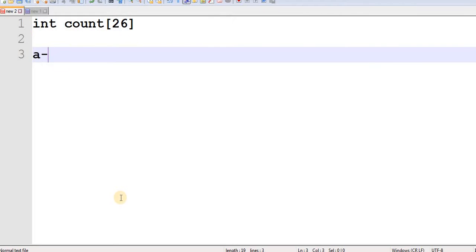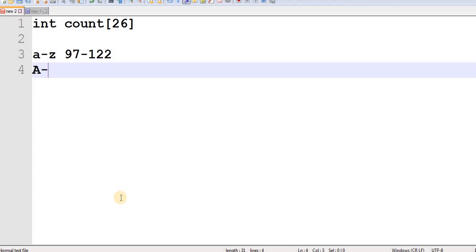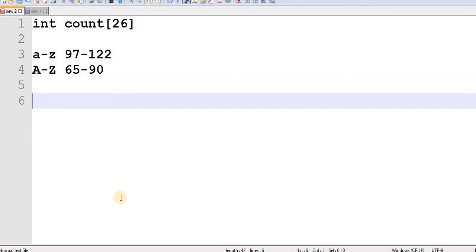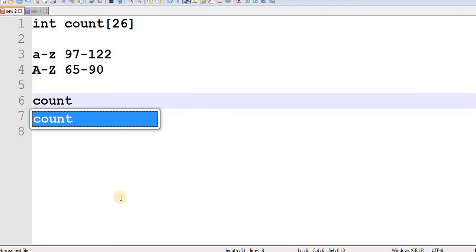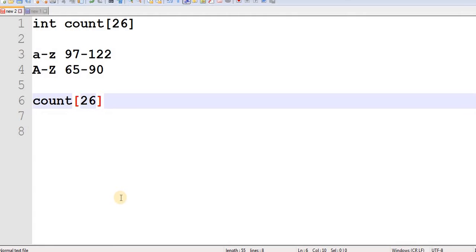You know that the ASCII value of small English letters ranges from 97 to 122. At the same time, the ASCII values of capital letters range from 65 to 90. So we are going to take the help of this. Now initially, all the values in the counter are initialized to 0.